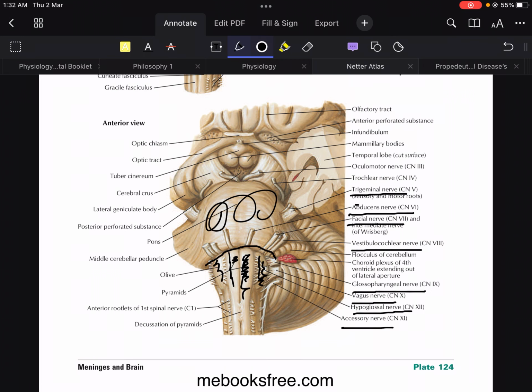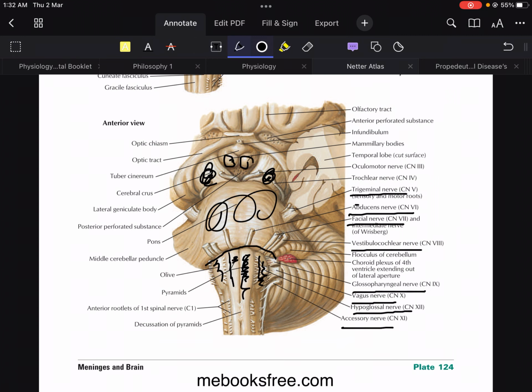Okay, that's about the pons. What about the midbrain, the next part? As you can see in the structure of the midbrain, in the lateral part we have two structures: the cerebral crus or cerebral peduncles. It's more common to say cerebral peduncles in the lateral part. And in the middle we have the mammillary bodies, these two parts.